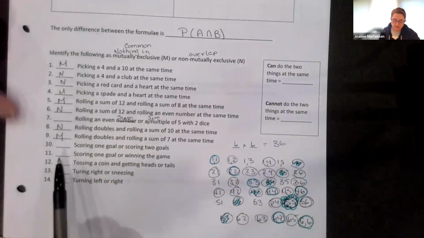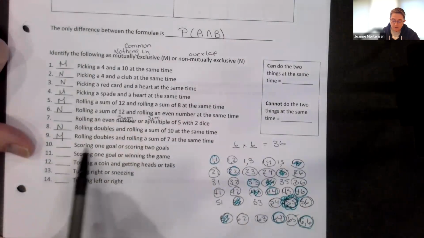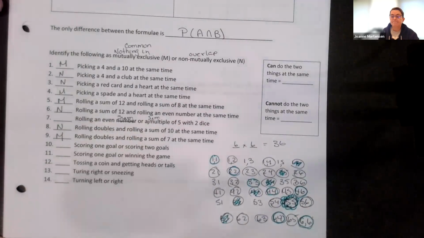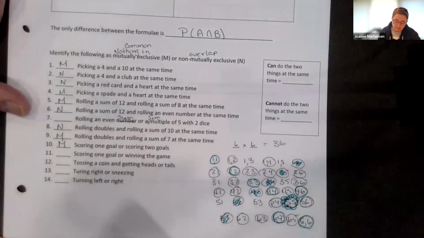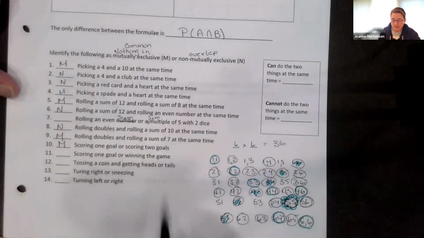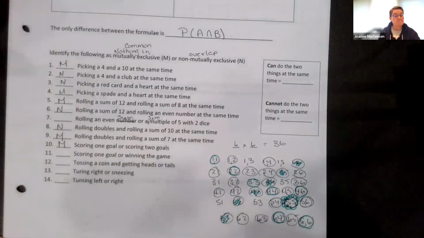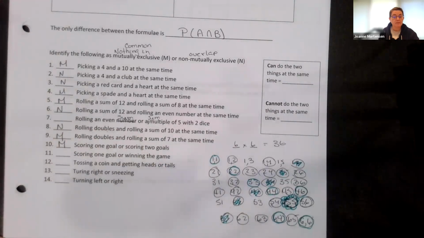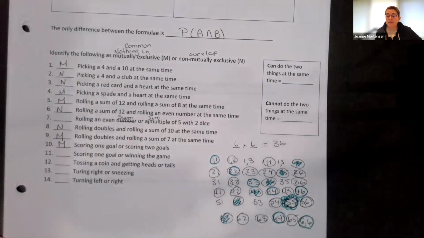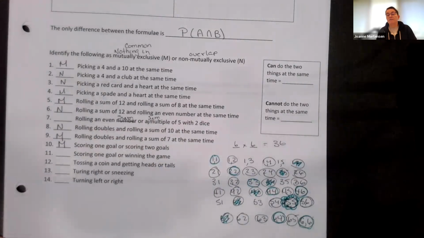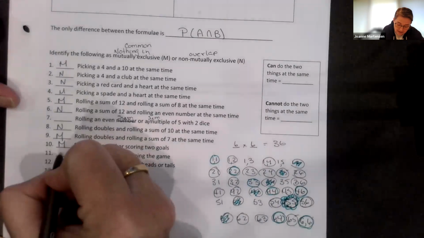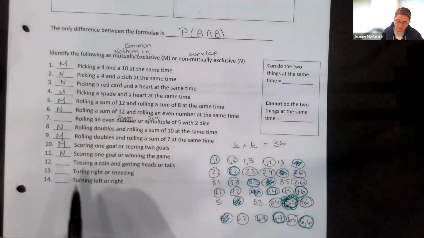Oh, let's just make it simpler. Scoring 1 goal or scoring 2 goals. Pretty much it's either or. So when you're in either or, that means they're mutually exclusive. Scoring 1 goal or winning the game. That could happen at the same time. You could have a game that, I don't know, maybe soccer or a hockey game or something like that, where you have 1 goal and that's the entire game. So that could happen at the same time.